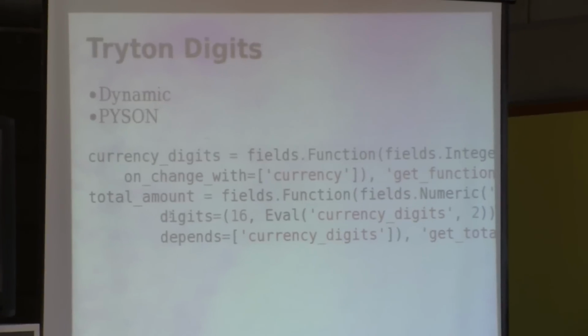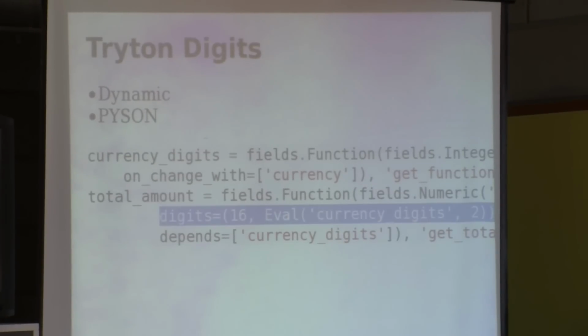In Tryton, the currency digits are dynamic. You define it here with a tuple where you can use the Python syntax. Python is the language we created to get dynamic statements on the client side. So the client will evaluate the field currency digits and use this amount for the number of digits to use to display or to validate and stuff like that.